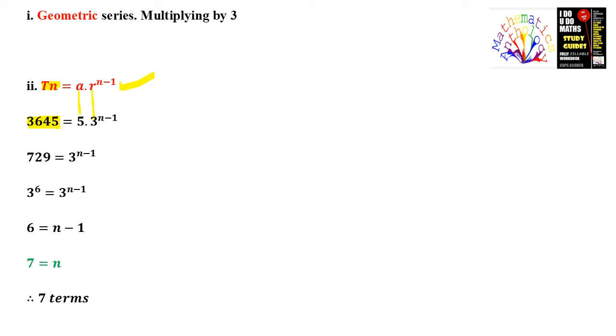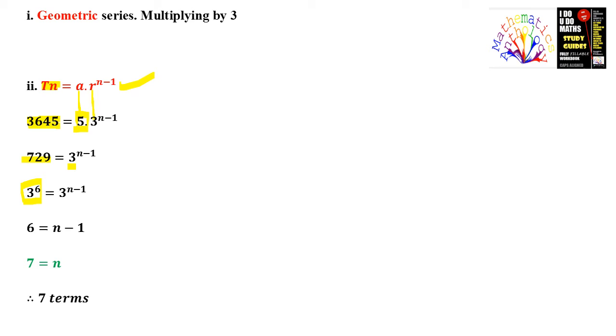So we need to get rid of the 5 first. It's 5 times 3 to the power of n minus 1, so we need to do the opposite of multiplication, which is division. 3645 divided by 5 gives 729, and that equals 3^(n−1). Now we have a prime base on the right hand side, which is 3. We should be able to get a prime base on the left hand side that is also 3. I know that 3^6 is 729, so instead of 729, I can write 3^6.